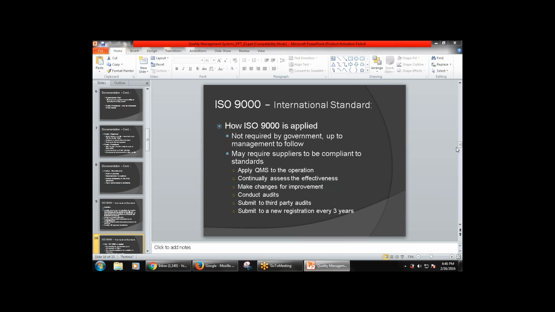Then submit to third-party audit. That means submission to the third-party audit is also one of the requirements for suppliers to be compliant to the standard. Then submit for a new registration every 3 years. That is, after every 3 years, there will be a submission for new registration. So this is the ISO 9000 standard, that is the international standard.